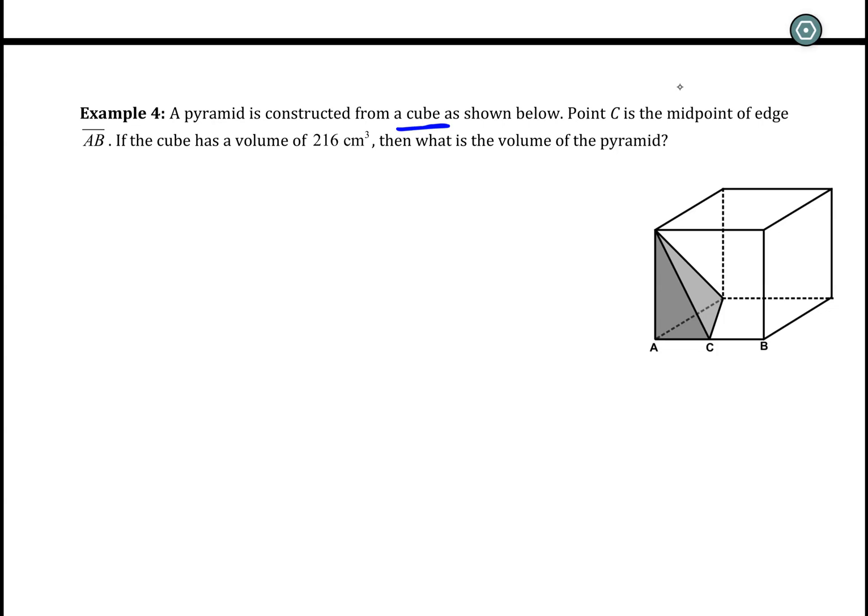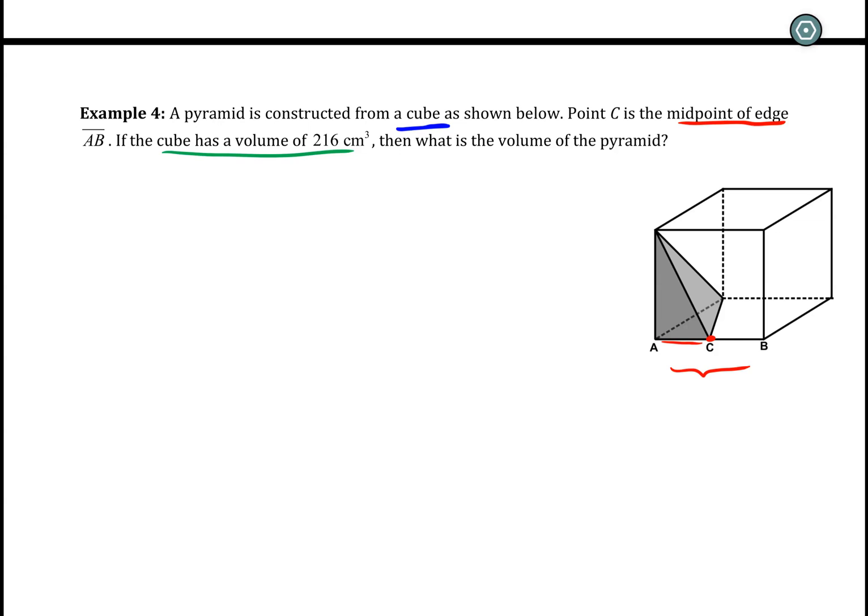The second thing that's important here is that point C is a midpoint of the edge of AB. So this spot right here, that's a midpoint. So that's going to be helpful for us to know. The other thing is that we have the volume of the cube here. So in order for me to find the volume of this shaded region, aka the pyramid here, I would need to figure out some side lengths, because right now I don't have anything. So the only thing we know for a fact at the moment is that whatever AB is, AC is going to be half of that, because C is a midpoint.